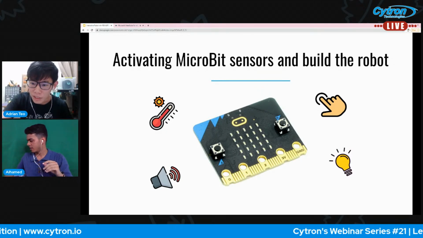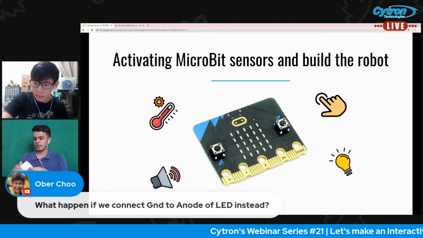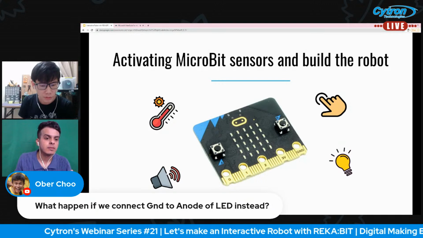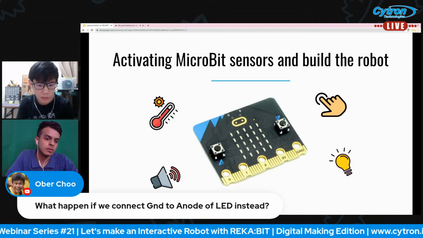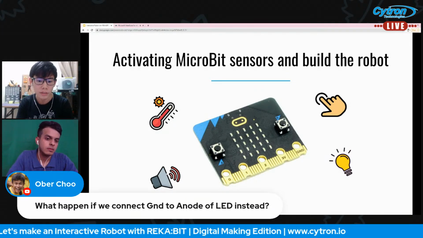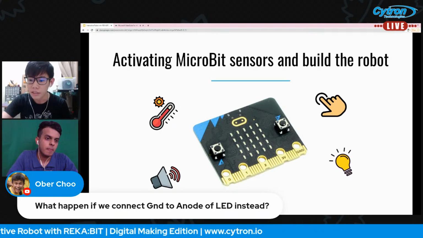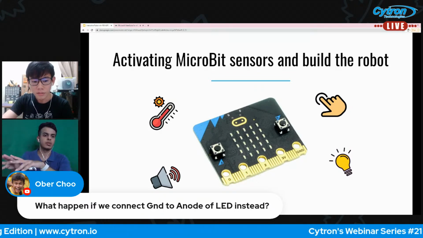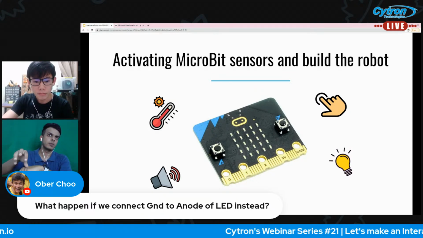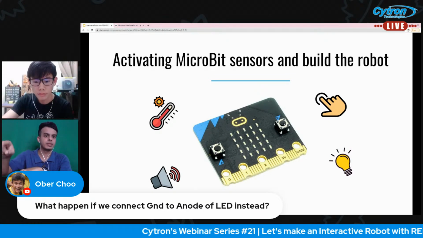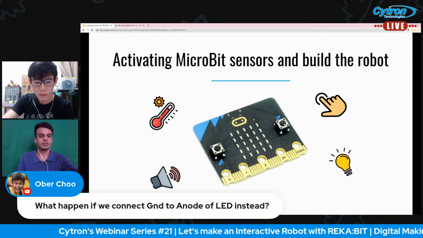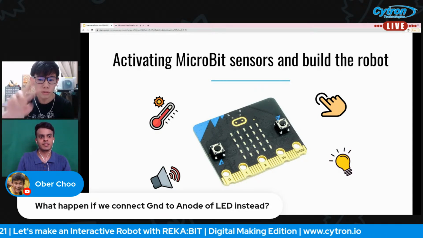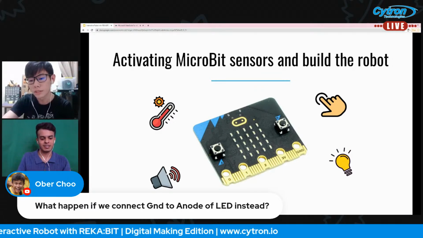Let's go through one by one. This is from Ober, for the first project that you did just now. What happens if we connect the ground to the anode of the LED instead? I believe it will not work. Usually the anode works with the positive, the input and output pin, and the cathode is always working with the ground. So if you go opposite, the circuit won't work.